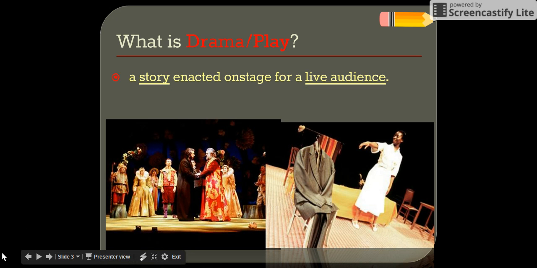So let's start off by saying what is drama or a play. I know that the first title on your handout says play, but go ahead and write these notes under the first label, which is play. So drama or a play is a story enacted on stage for a live audience. Anytime that we have a play, it is supposed to be enacted for an audience. Maybe we can just read it, and if we don't have a stage, we don't have to necessarily act it out. But we can just read the play pretending that there would be an audience listening.